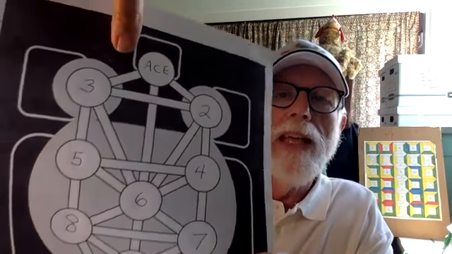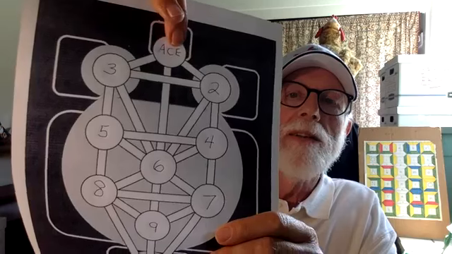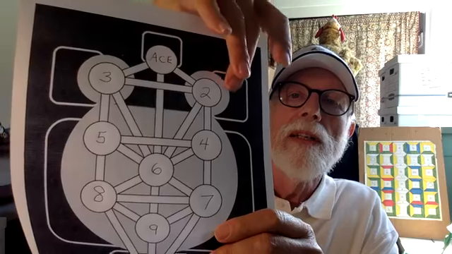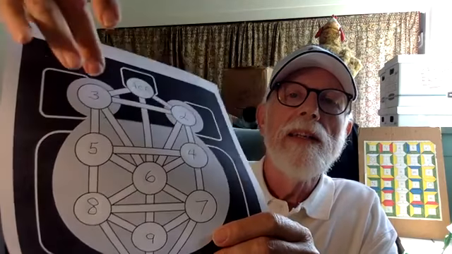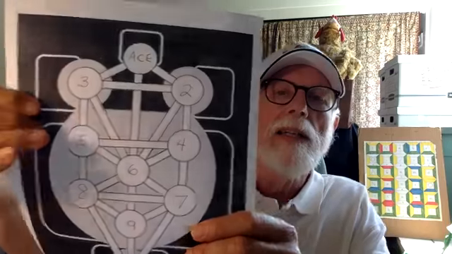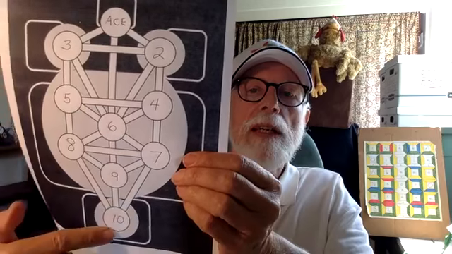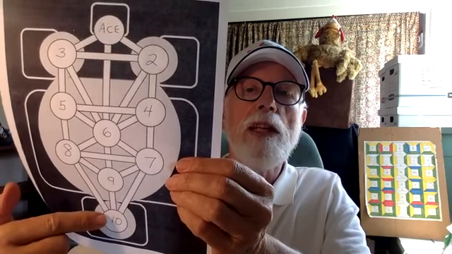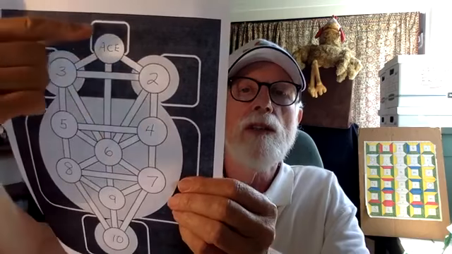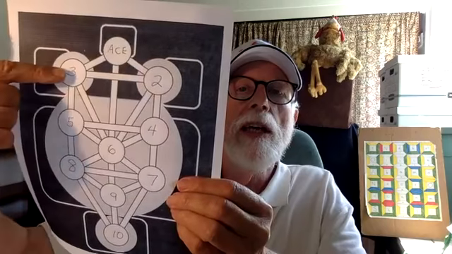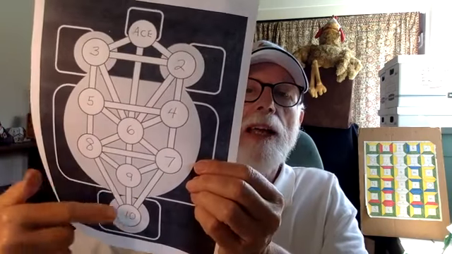And on a tree of life, this would be the ace, Kether, number one, and the four court cards would represent the Knight, the Queen, and this whole area here, the Prince, and number 10, the Princess. So, the unity, Yod, He, Vav, He.